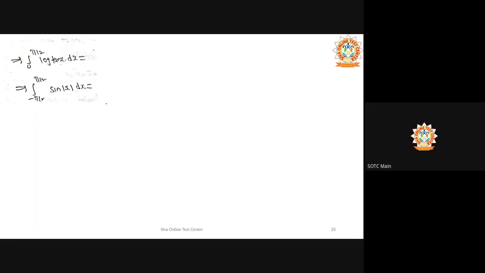Now try to see this question. Integration of 0 to pi by 2 log of tan x dx. We already solved this question. That is 0. We solved this already. Next question.